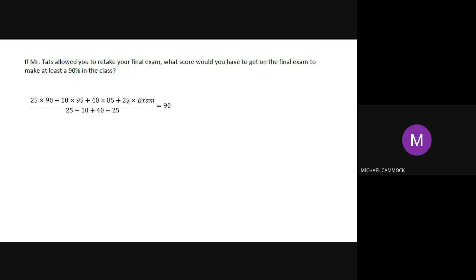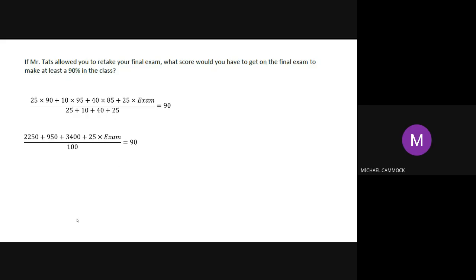This part I can't calculate because that's an unknown. So, sorry, let me keep going here. This works out to this number plus this number plus this number. That's just multiplying these numbers on top here, plus 25 times the exam over 100. Adding up these numbers gives me 100. And that's equal to 90.